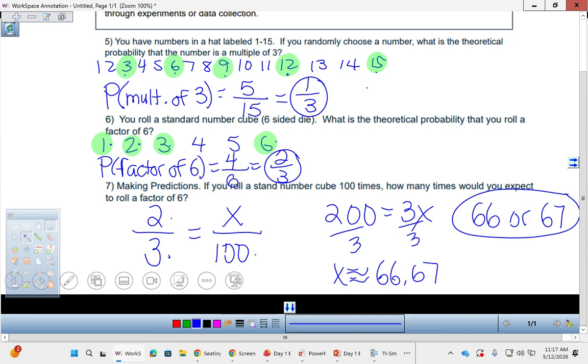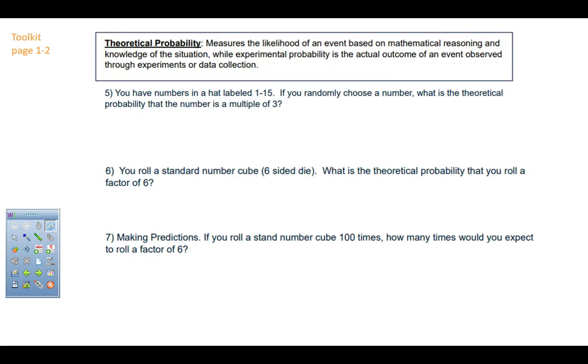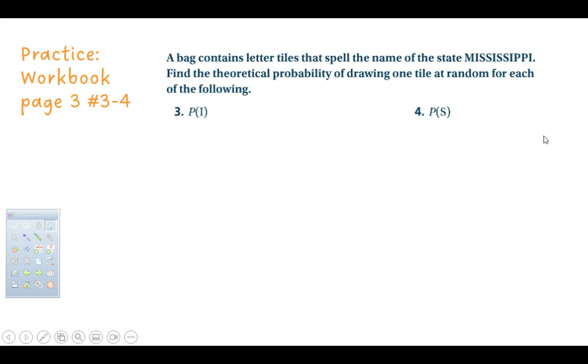All right, so I'm going to have you do quick practice on theoretical probability in your workbook. I think it's on page 3. So these are the bottom 2 problems on the first page of your workbook. We did 1 and 2 yesterday. Now you're doing 3 and 4.